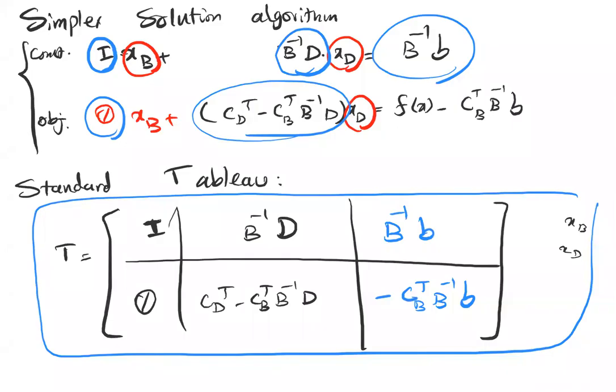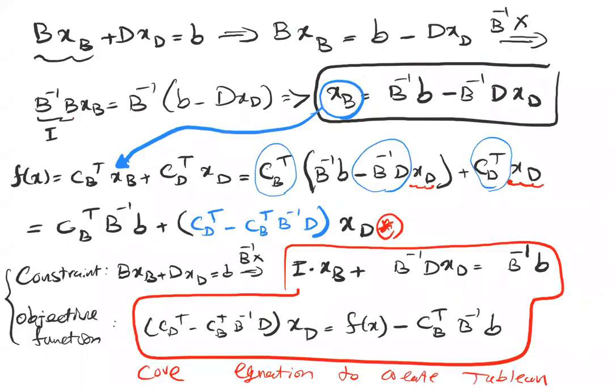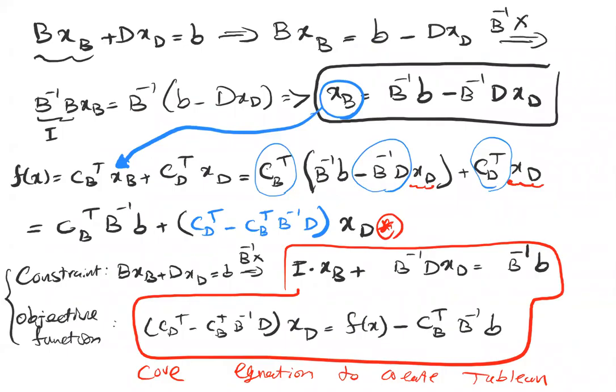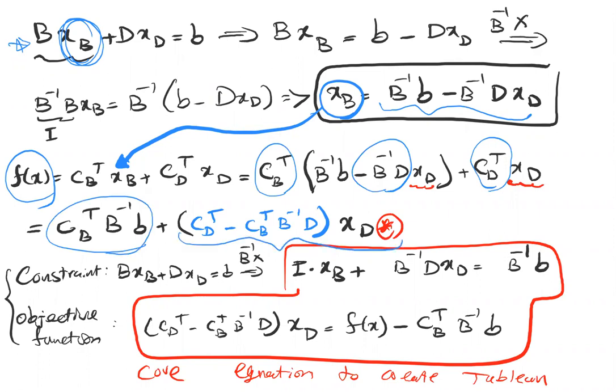Before doing that, let's go back again and see the steps to determine the tableau. You don't need to actually memorize the tableau. You start from your problem here, minimizing CB transpose XB plus CD transpose XD, subject to BXB plus DXD is equal to b. You start from the constraint, then you try to keep the base variables at the left side and write it based on the non-basic variables. Then you insert this in your objective function and write the objective function in terms of some constant terms plus some vector multiplied by your non-basic variables. And again, you write the constraint in this form. Based on this, you can determine your tableau.